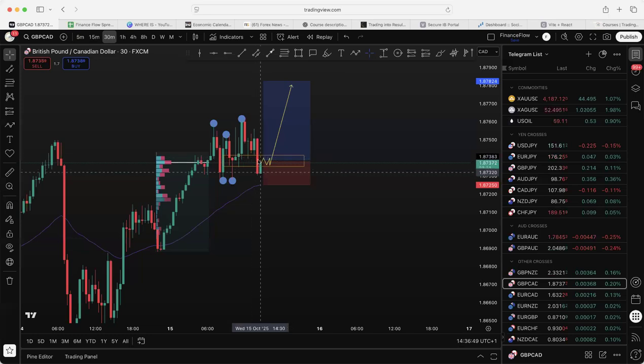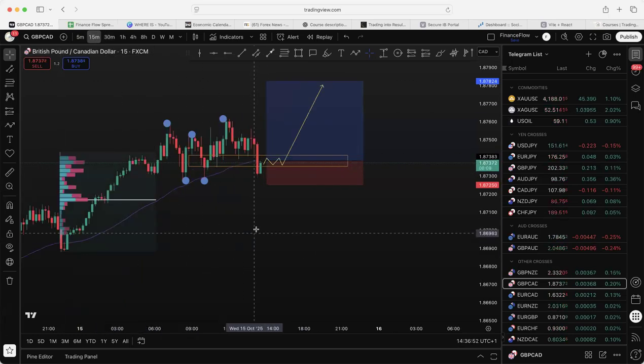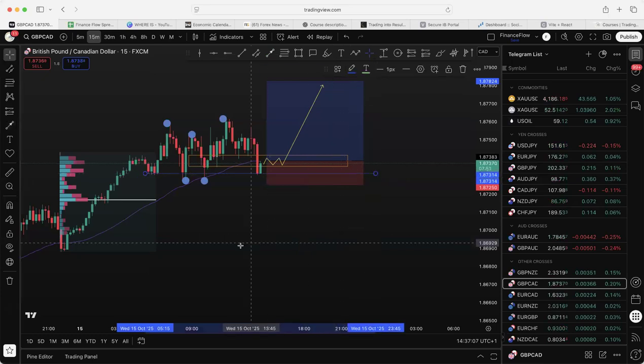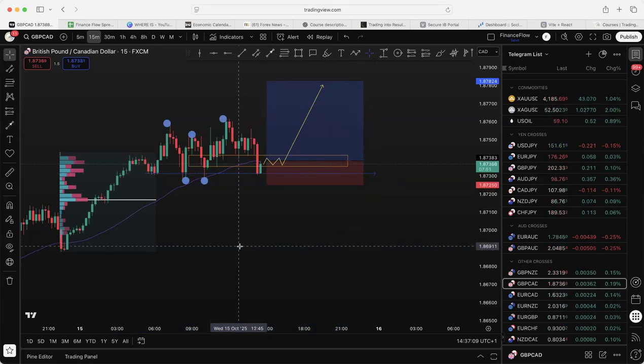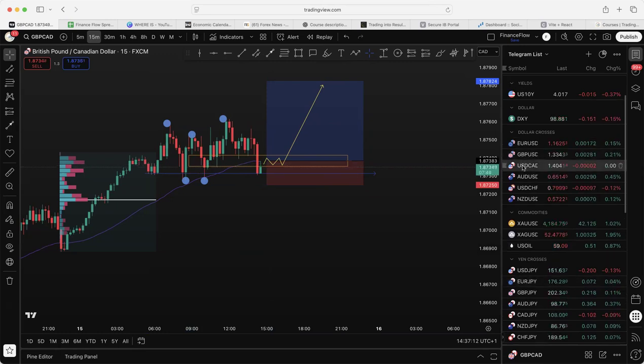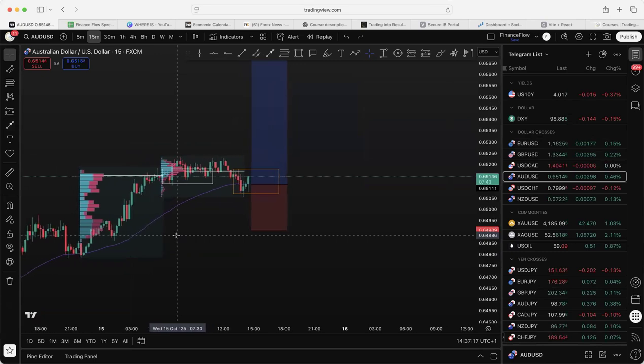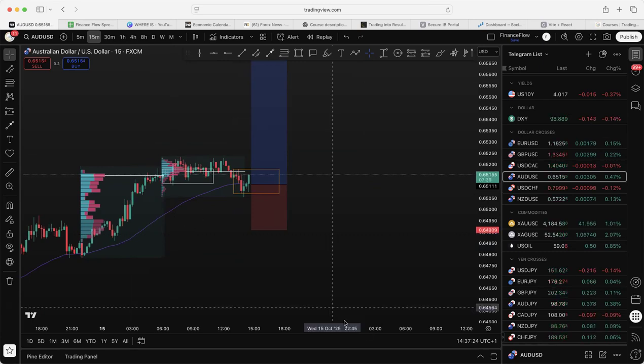GBP CAD, we're looking for this area to hold over the 15 minute. I'd want to see one or two candles and then I'd want this move. There's a lot more support here. As you can see, if I was to draw a line under the support, you just want to make it as easy as possible. AUD USD is starting to move the way that we want it to, because we already know that it's stronger. So we've got no arguments there.